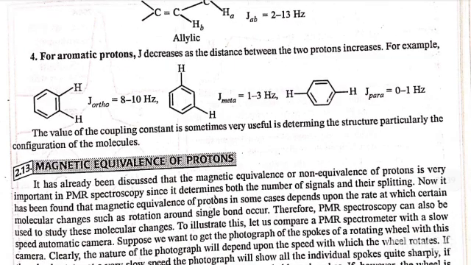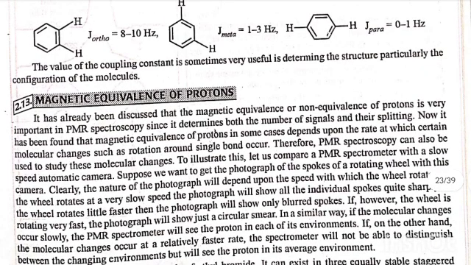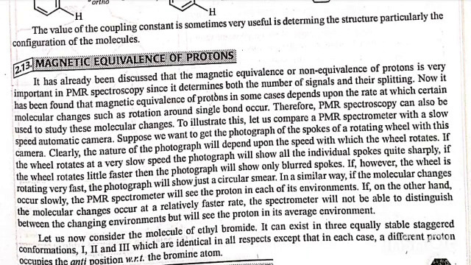For example, J ortho is 8 to 10 Hz, J meta is equal to 1 to 3 Hz, J para is equal to 0 to 1 Hz. The value of the coupling constant is sometimes very useful in determining the structure, particularly the configuration of the molecules.